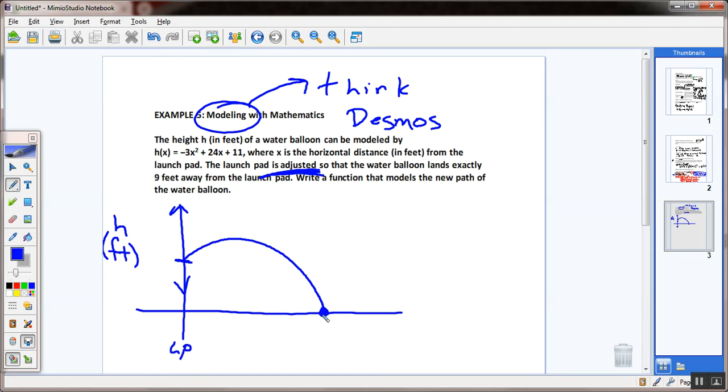Okay, this path right here would be what it takes. And this path right here is modeled by which function, kids? h of x equals what?